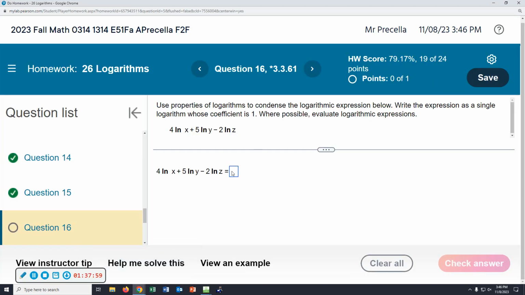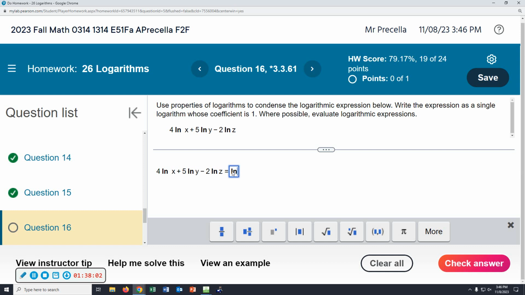Type that in. ln. As you're going through all of these, so often students ask me, do I have to show work or something? Well, no, if you can do it without. Oh, wait, I'm punching in all the wrong stuff. X to the 4th. Right arrow. Y to the 5th. Move into the bottom. Put a z squared.